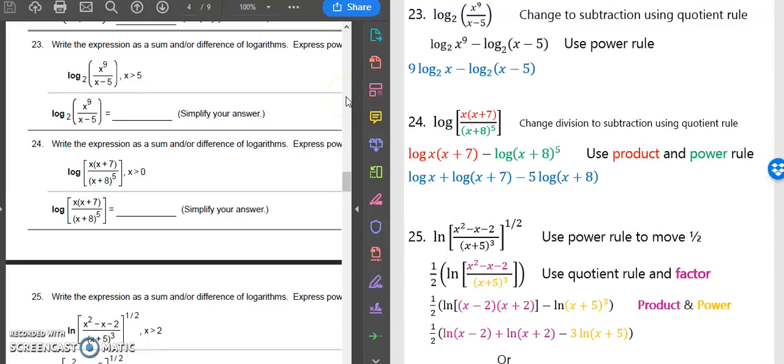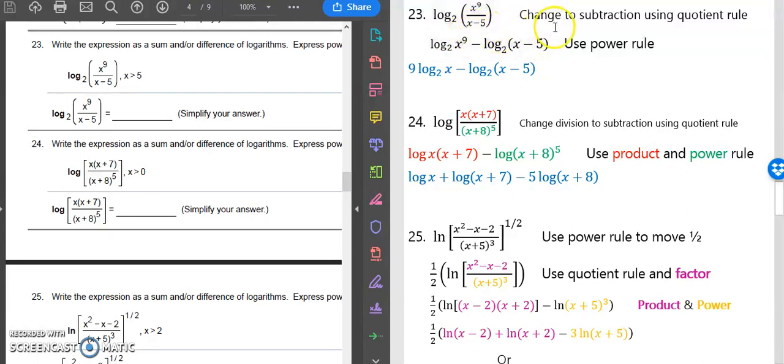All right, so here's number 23. Once again, we're just breaking the logarithmic expressions apart using the power, product, and quotient rules. So we see we have log base 2 of x to the ninth power over x minus 5.